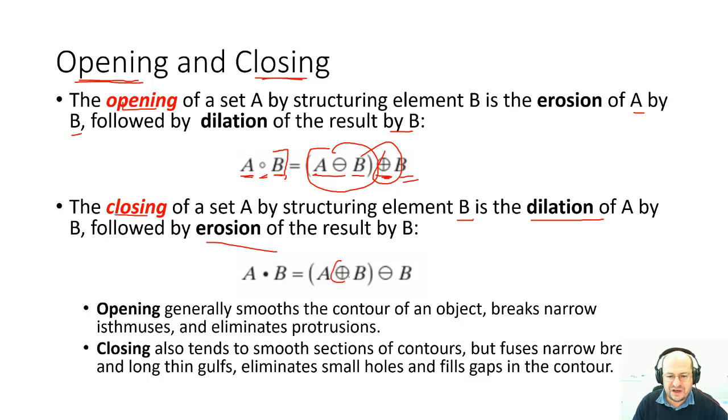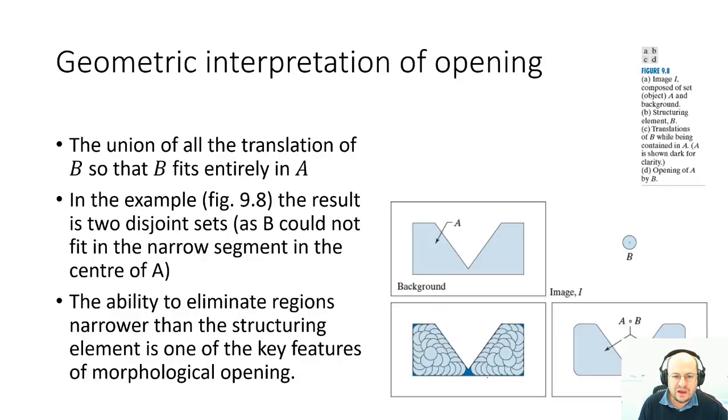Closing, you first dilate and then you erode. Now, opening, why do you use opening? If you want to smooth contours of objects, and also to break narrow isthmuses and to eliminate protrusions. Closing, on the other hand, tends to smooth sections of contours and fuse narrow breaks and long thin gulfs, eliminating small holes and filling gaps.